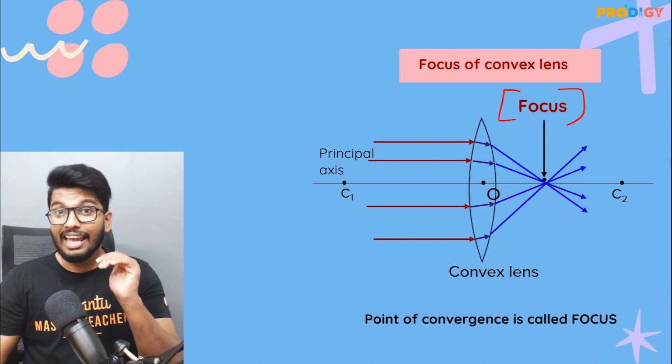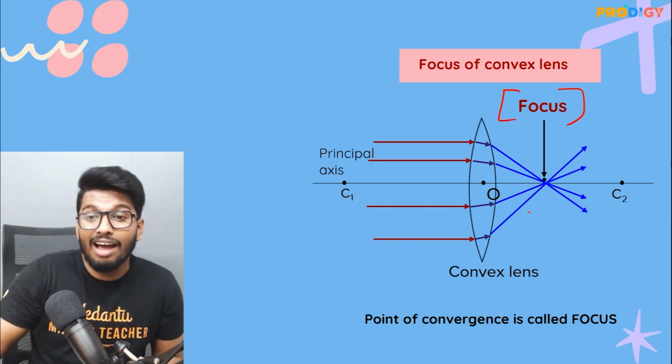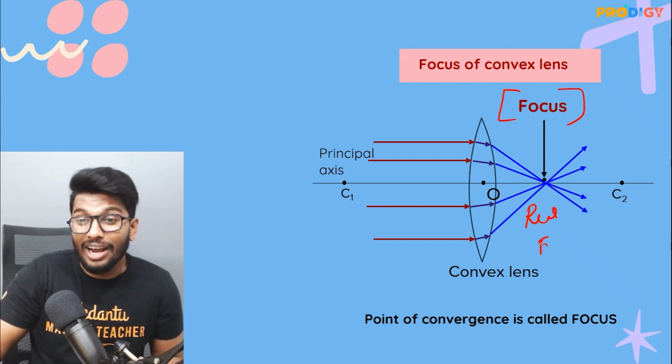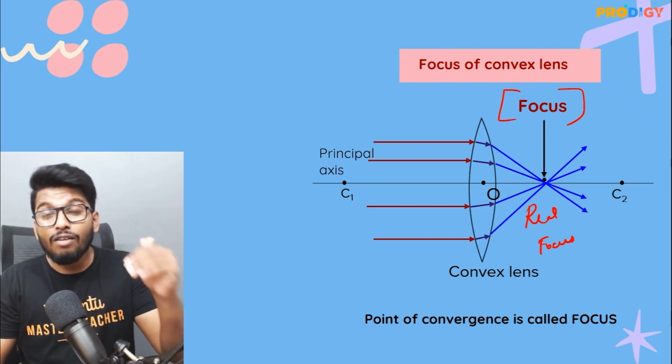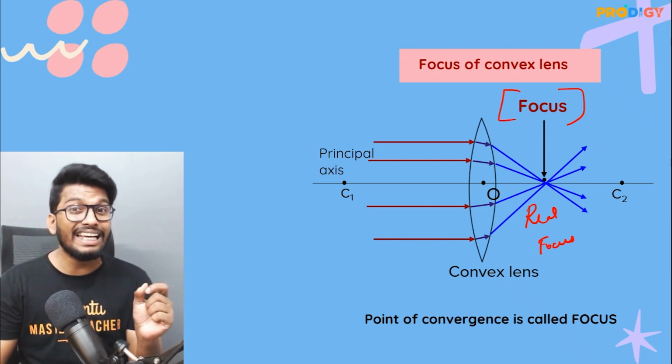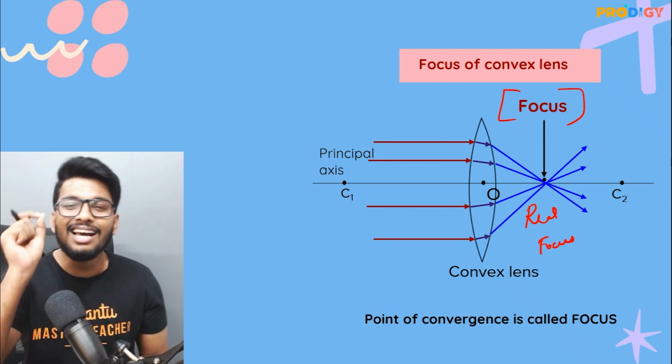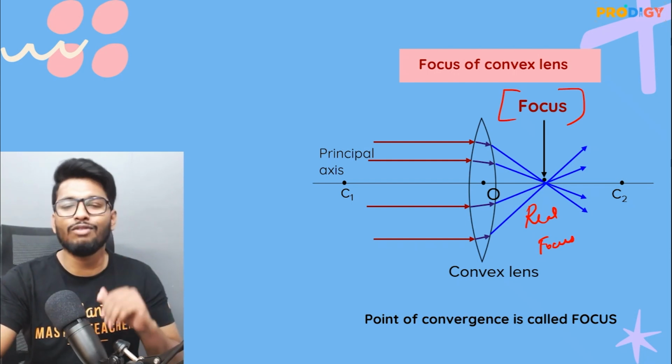Now here, in the case of a convex lens, what you have is a real focus. Why is it called a real focus, you might ask? It's because, guys, the rays of light are actually meeting. They are actually intersecting at that particular junction. That's why it's called a real focus.